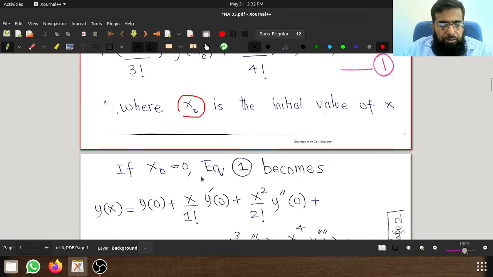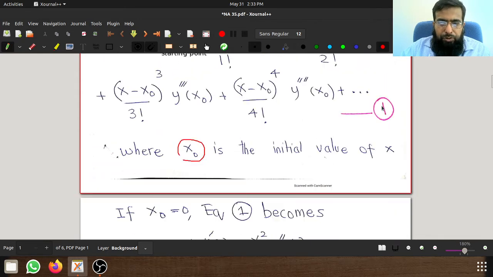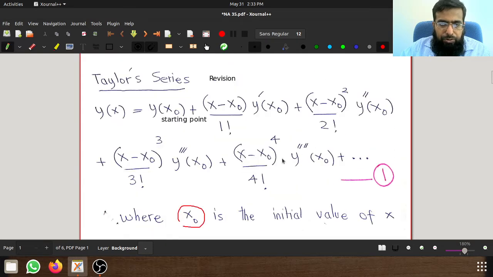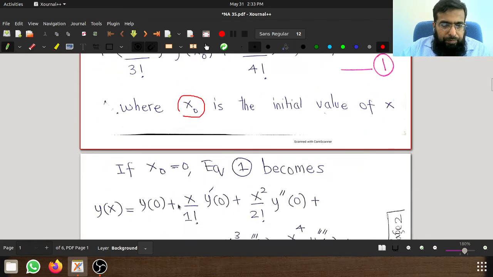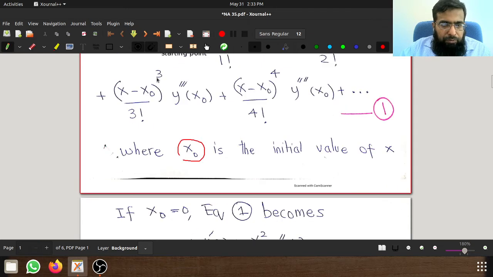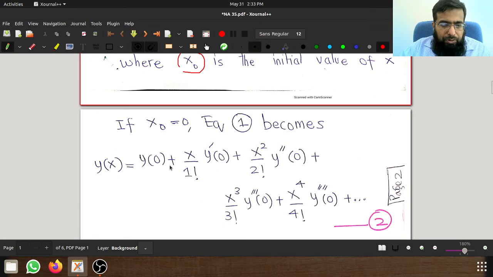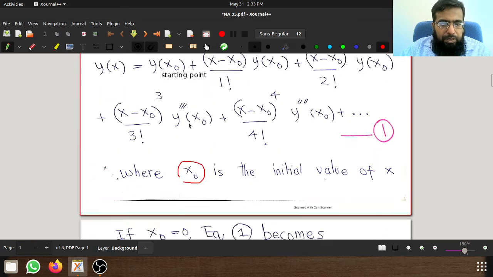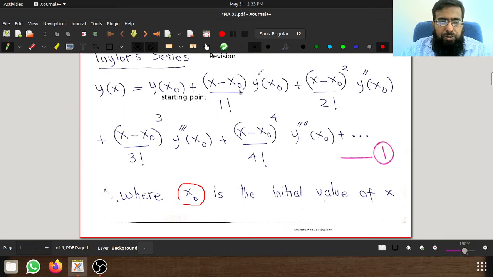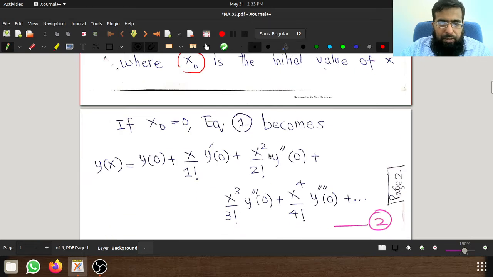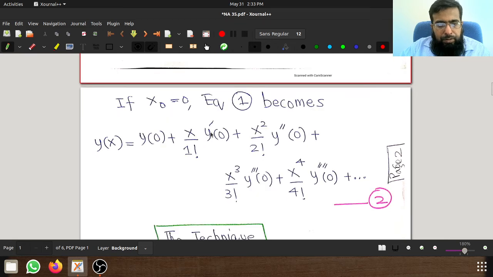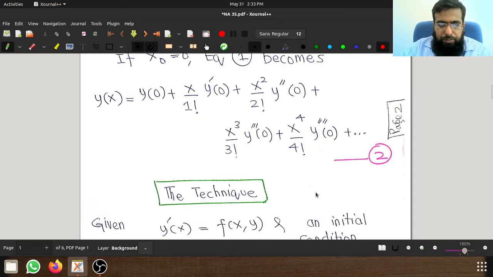And in most of the cases we will be dealing with, x naught is equal to 0. Then equation 1 becomes, if you put x naught equal to 0, y of 0 instead of y of x naught, and x minus x naught is x, and then x squared, then x cubed, then x to the 4, and y prime of x naught becomes y prime of 0, and so on.